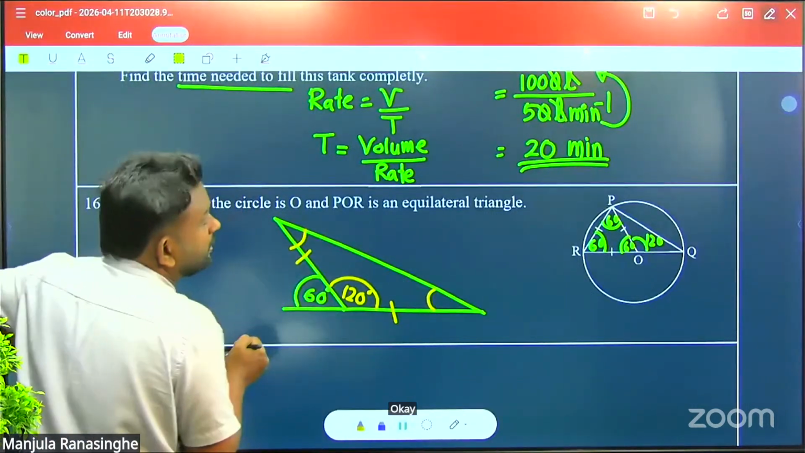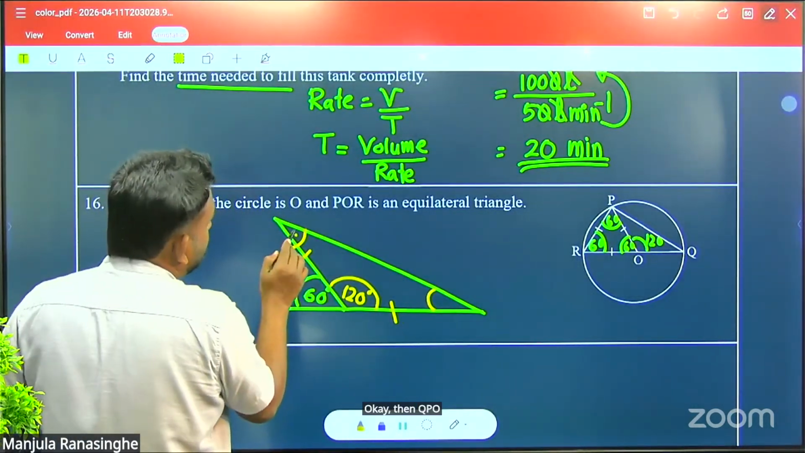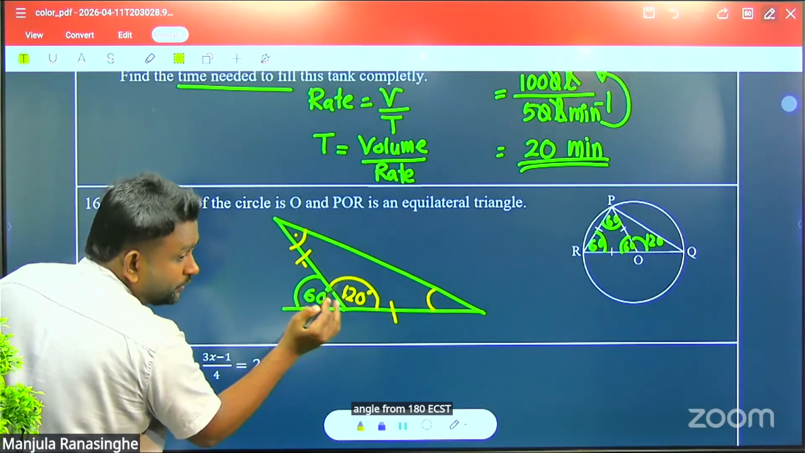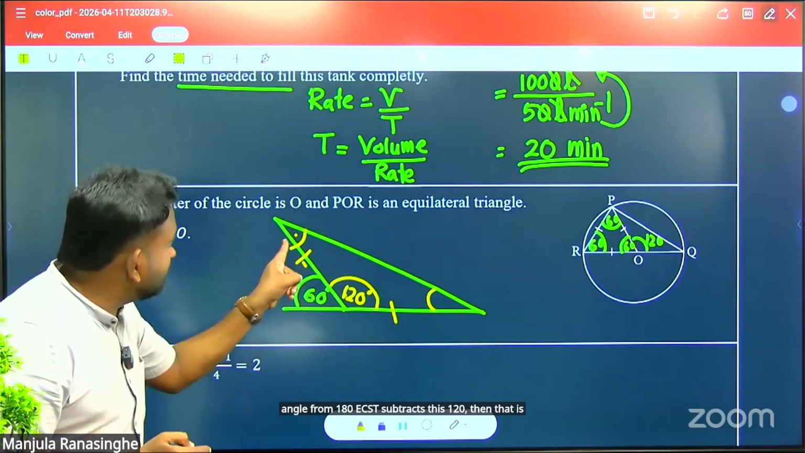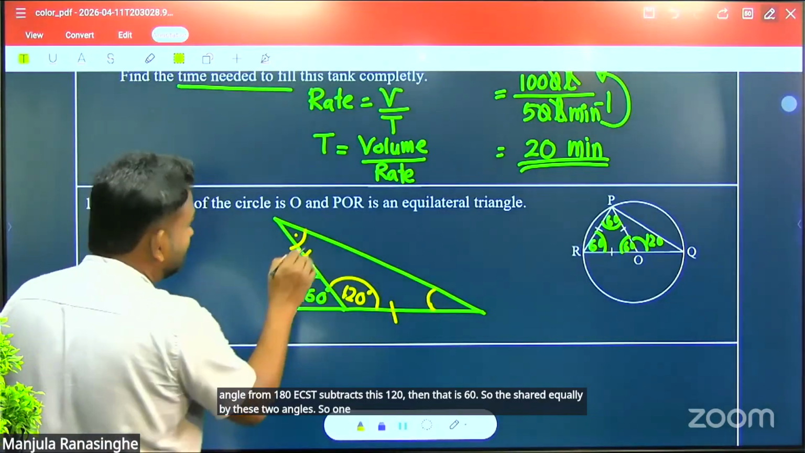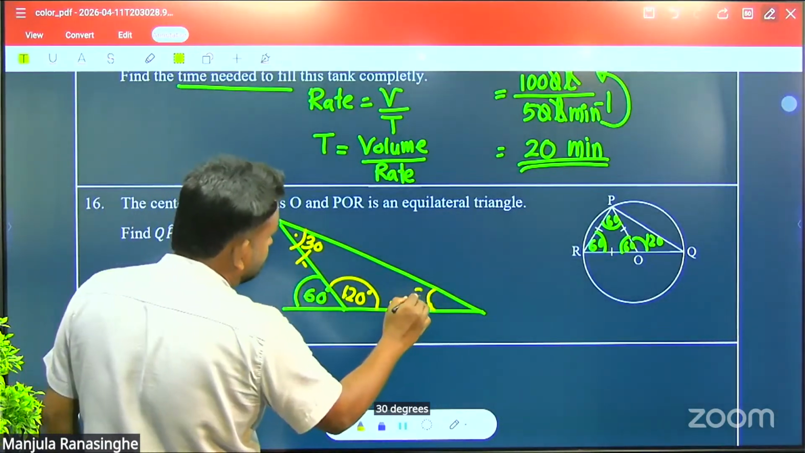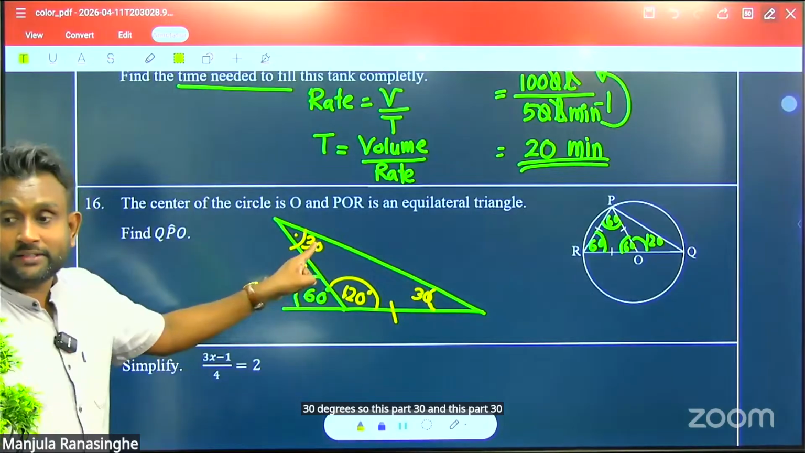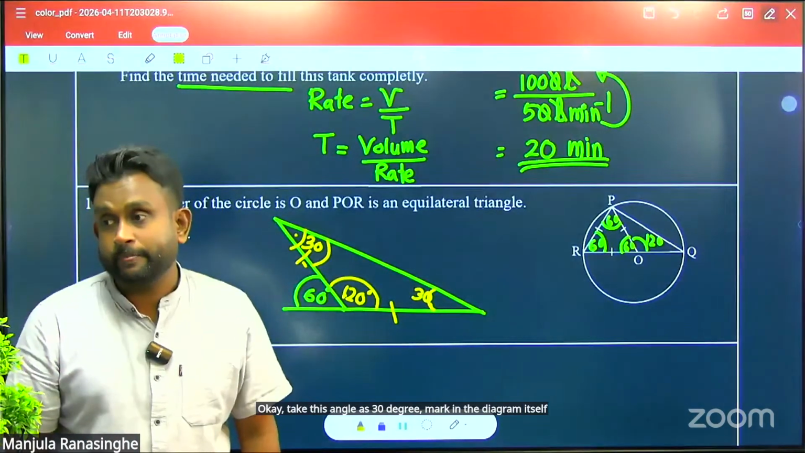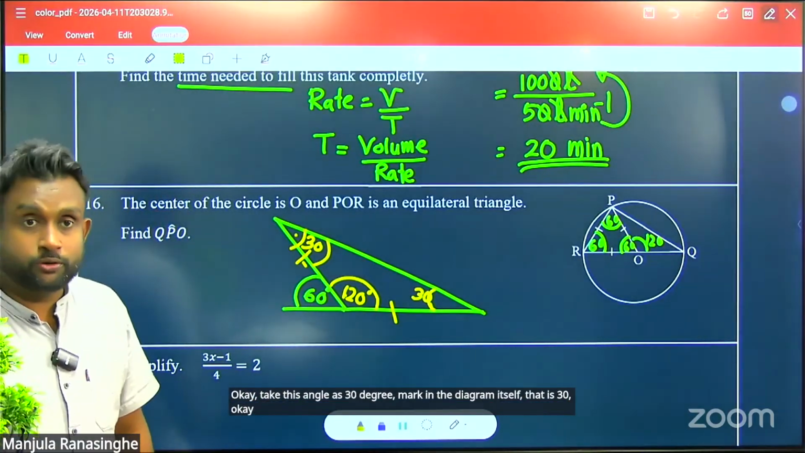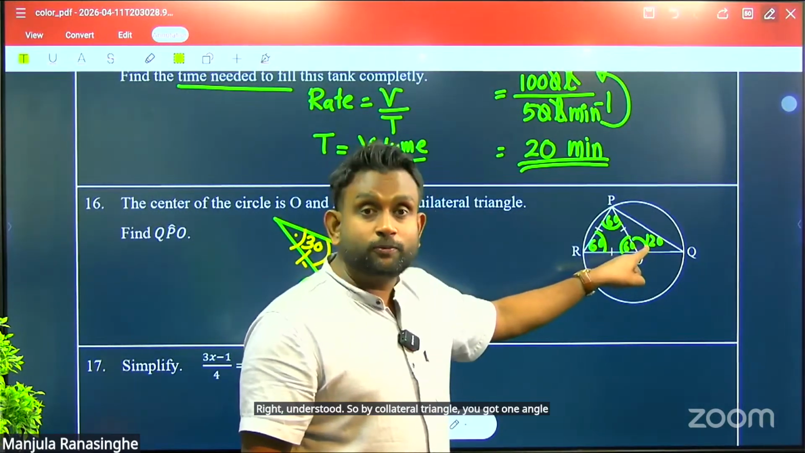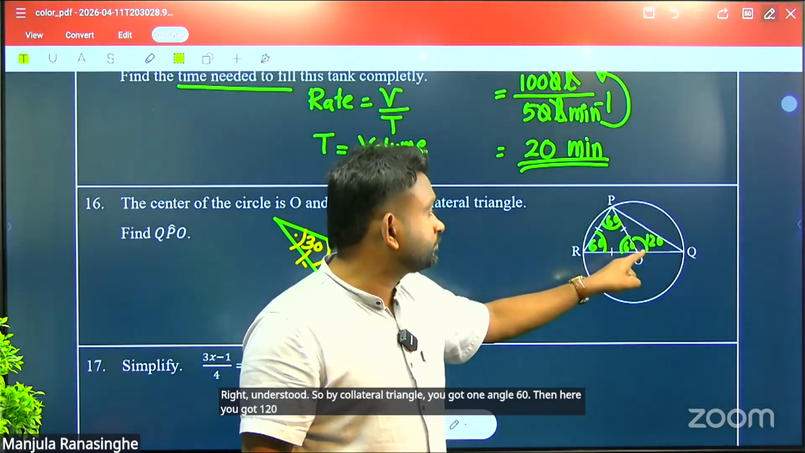Then QPO means this angle. How to take that angle? From 180, the easiest way, subtract this 120, then that is 60. That is shared equally by these two angles, so one angle is 30 degrees. So this part is 30 and this part is 30. Mark it in the diagram itself, that is 30. So by the equilateral triangle, you got one angle 60, then here you got 120, and then you can take this angle.